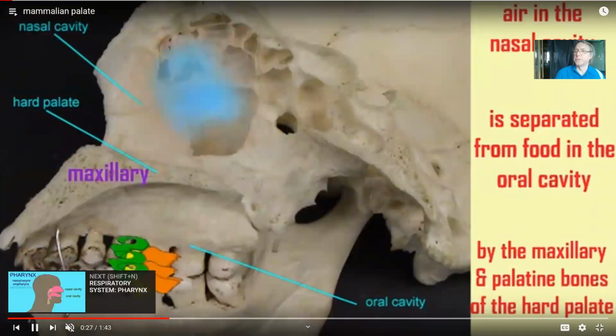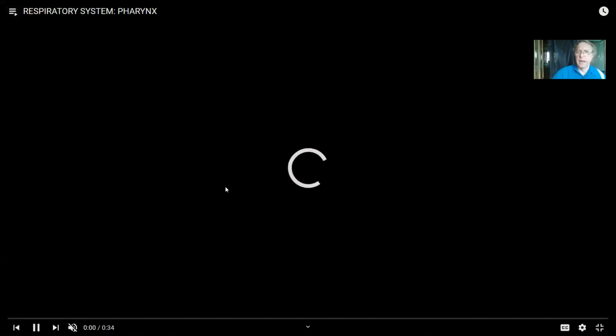Most vertebrates don't. And so that is certainly noteworthy.